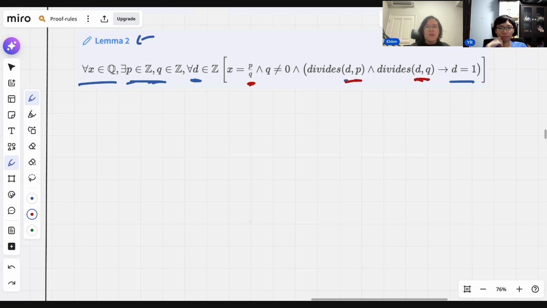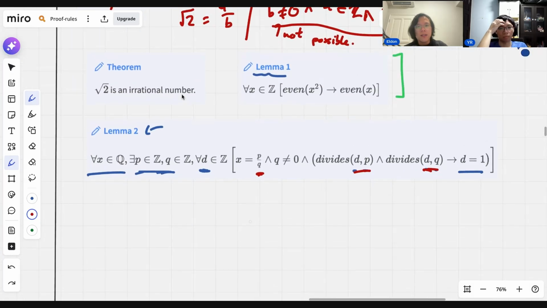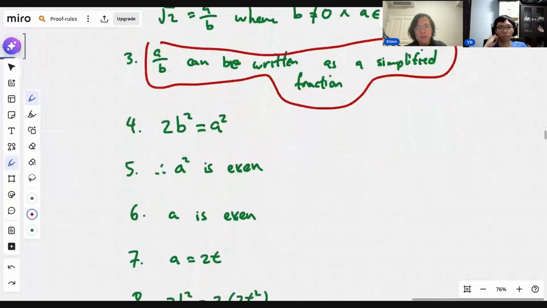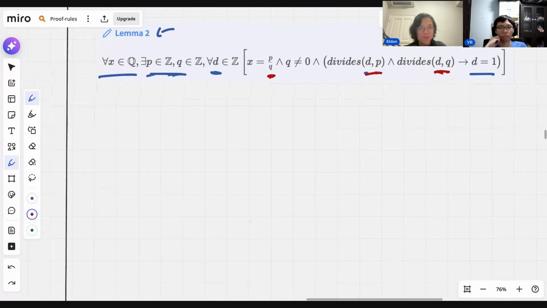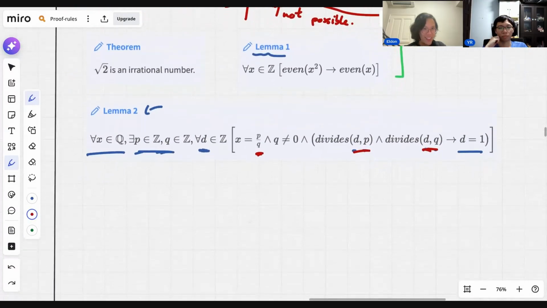Okay, so really all lemma 2 is trying to say mathematically, if you read it back morally speaking, is that any rational number, any number in the set Q, can be written as a simplified fraction. That's really all it's trying to say. Okay, so we're going to try to do this proof in proper form with actual justification.